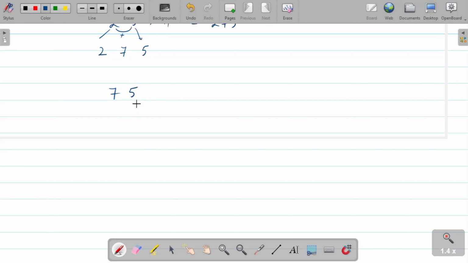Let's take another example, 75. Write the first digit as it is. Add these two digits. 5 plus 7 will be 12. So we'll write 2 over here and 1 in the subscript. 7 as it is. We will add this 1 to 7 and our answer will be 825.